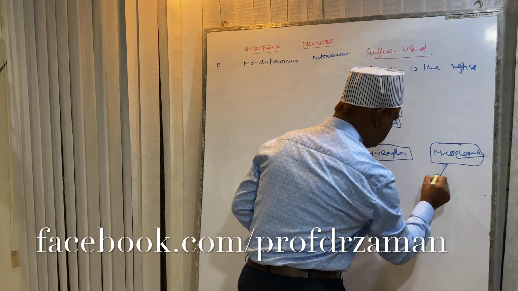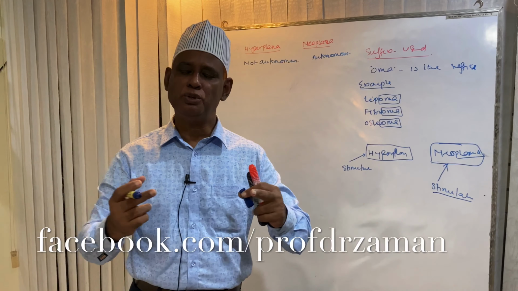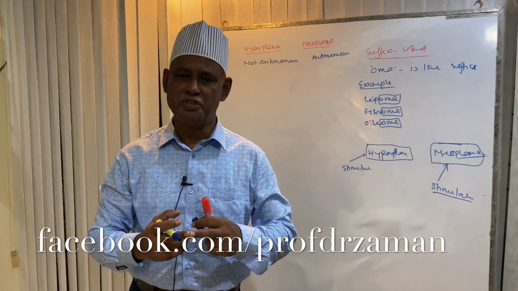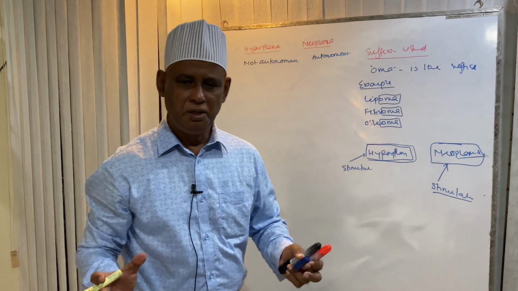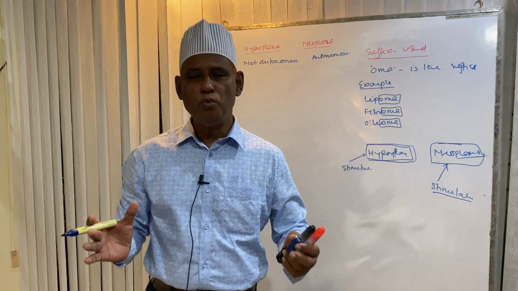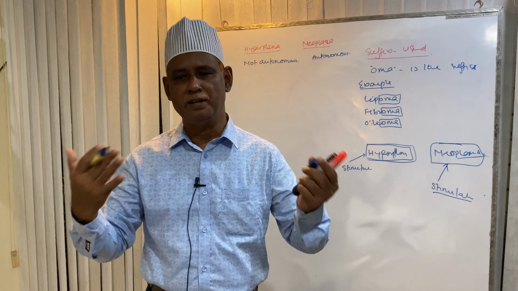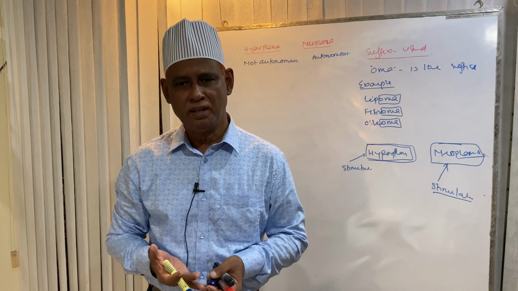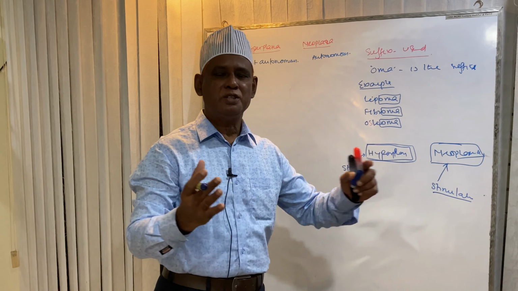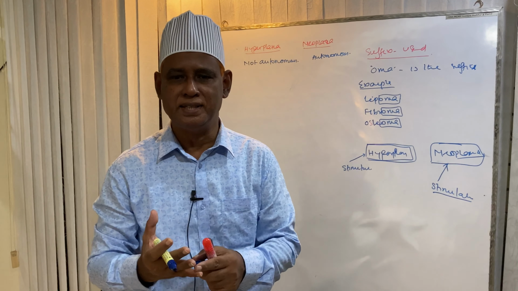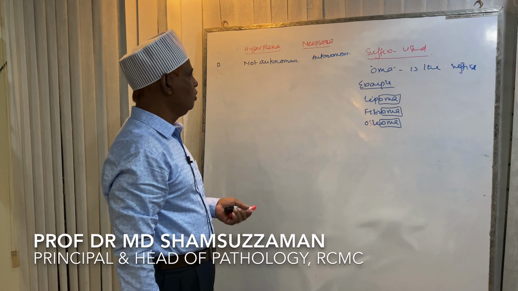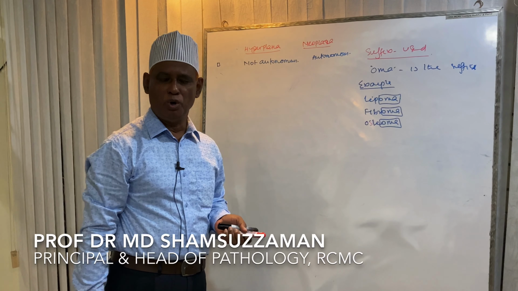For example, hyperplasia occurs in the uterine muscle during pregnancy, and the stimulation is estrogenic stimulation. If we consider the uterus after delivery of the baby, the uterus becomes normal in size. Hyperplasia is not autonomous, but neoplasia is autonomous.